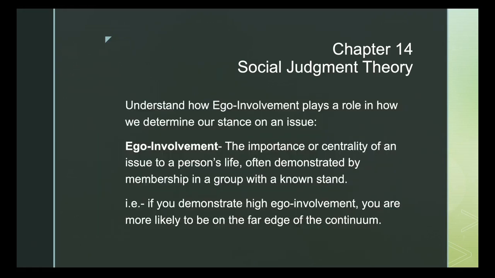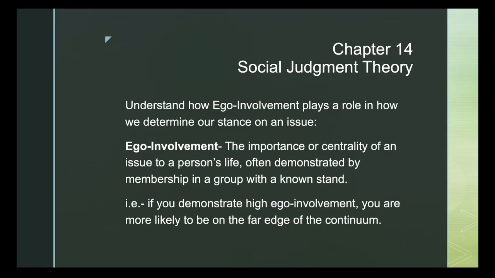Also, with chapter 14, social judgment theory, understand how ego involvement plays a role in how we determine our stance. As we mentioned in the book, ego involvement is this importance or centrality of an issue to a person's life, often demonstrated by membership in a group with a known stand. So, for example, if you are part of a certain political party and you have a firm belief in certain things within that political party, then you are going to have a higher ego involvement towards that particular political party or the things that they believe in.